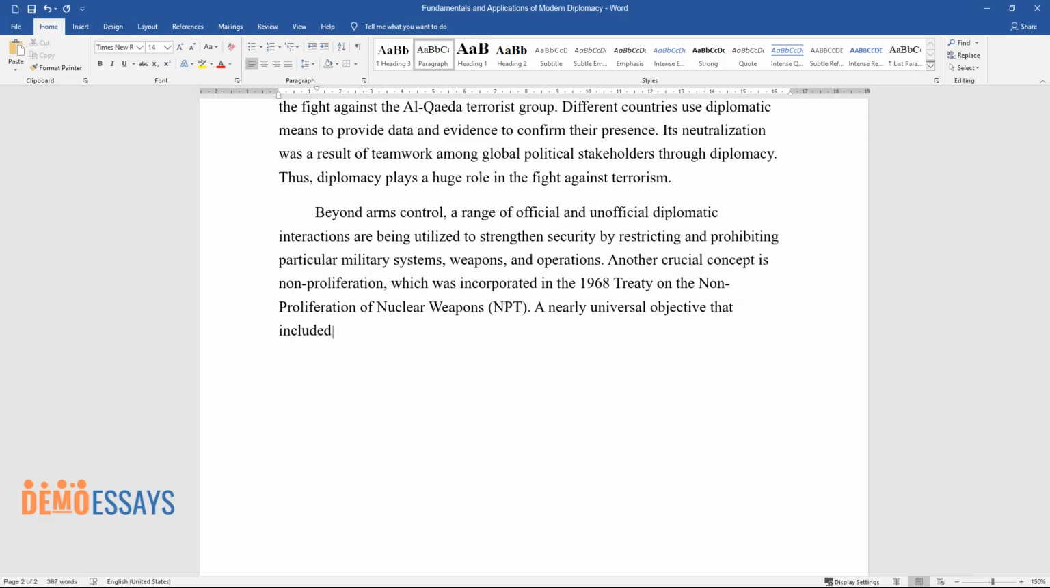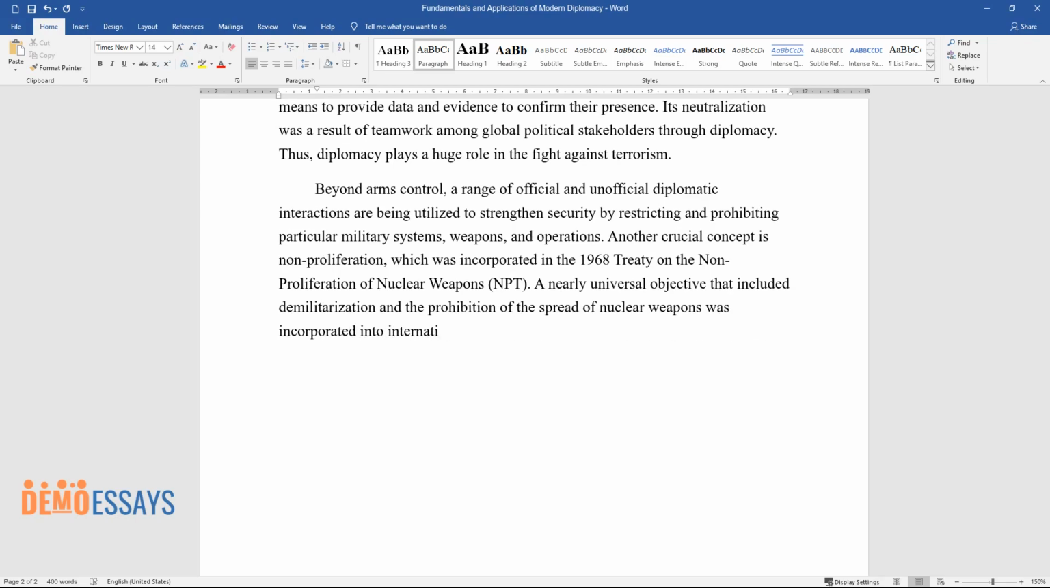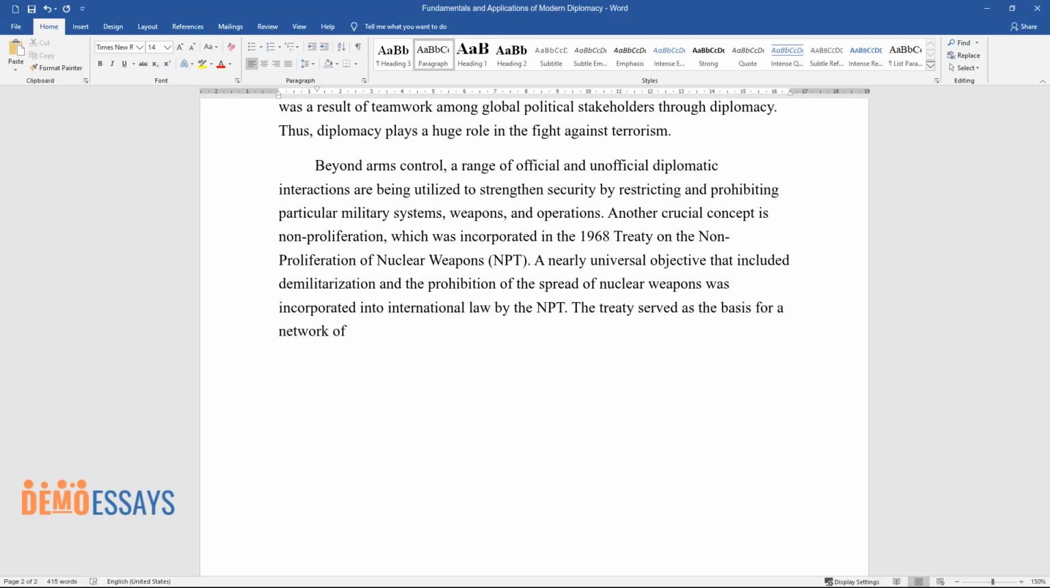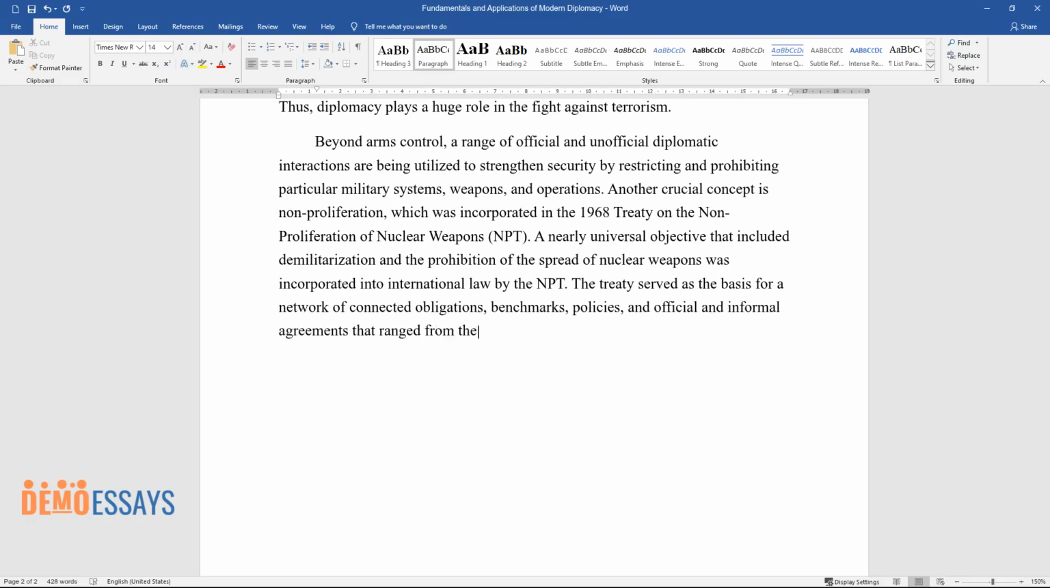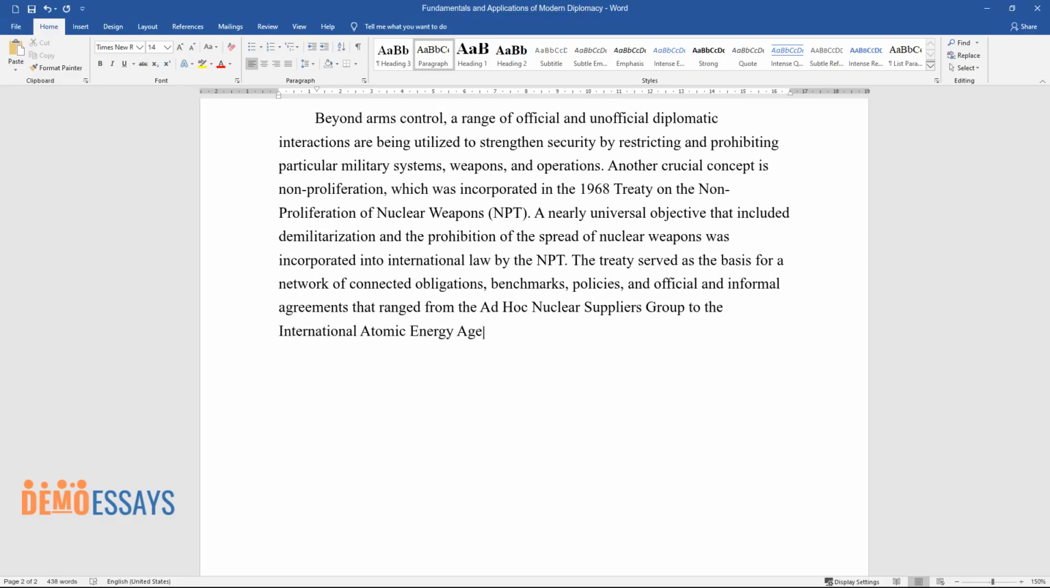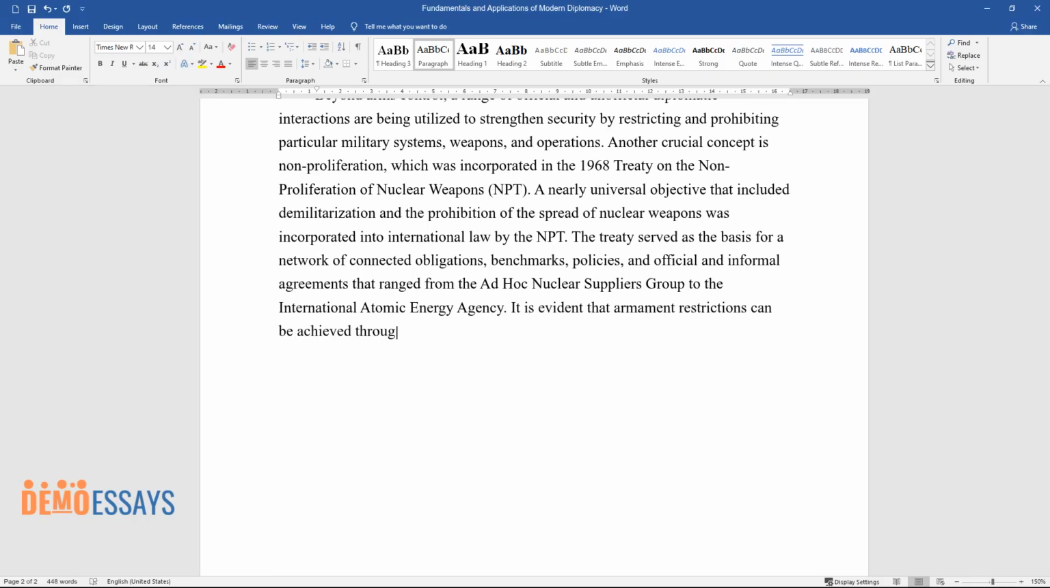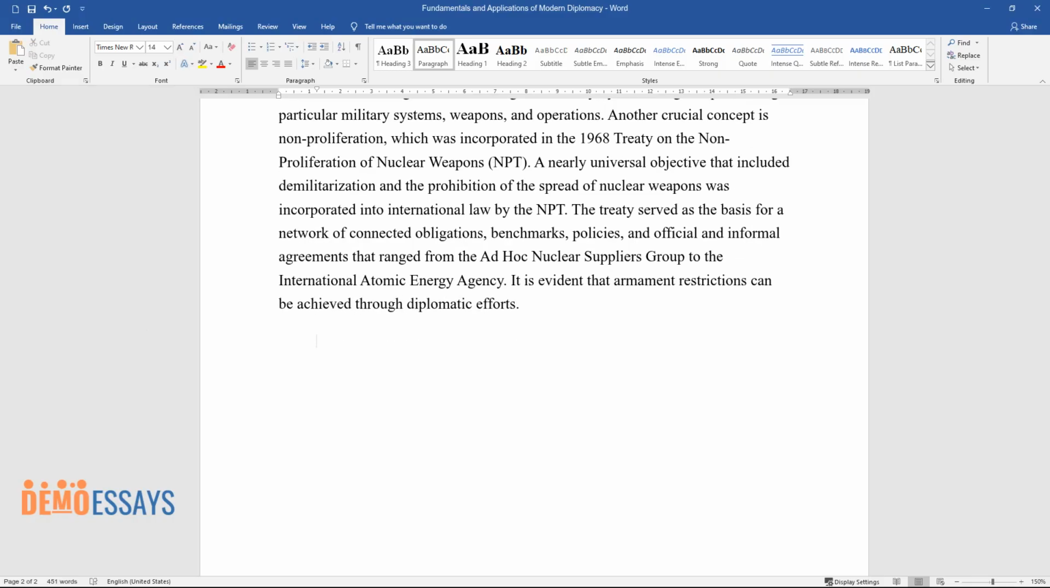A nearly universal objective that included demilitarization and the prohibition of the spread of nuclear weapons was incorporated into international law by the NPT. The treaty served as the basis for a network of connected obligations, benchmarks, policies, and official and informal agreements that ranged from the ad hoc nuclear suppliers group to the International Atomic Energy Agency. It is evident that armament restrictions can be achieved through diplomatic efforts.